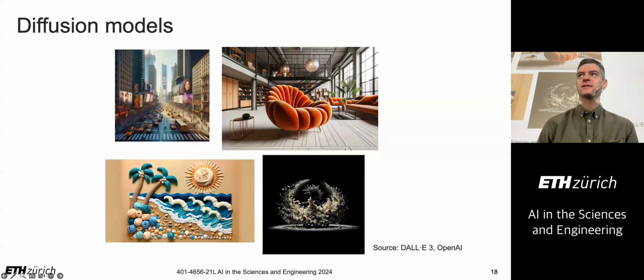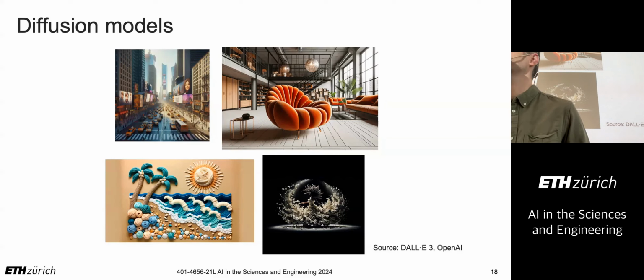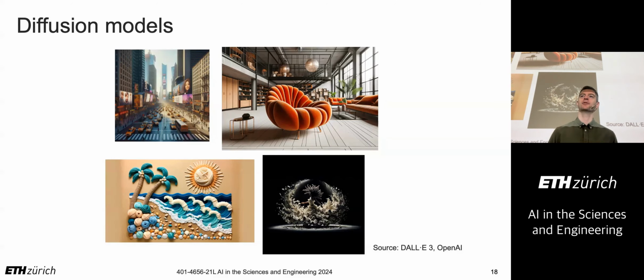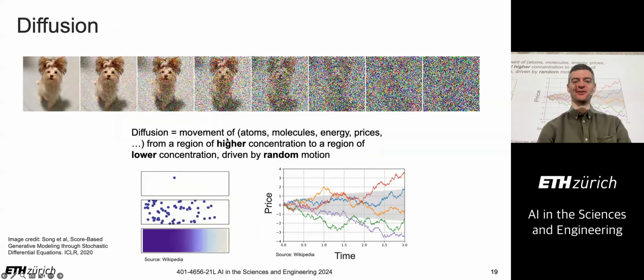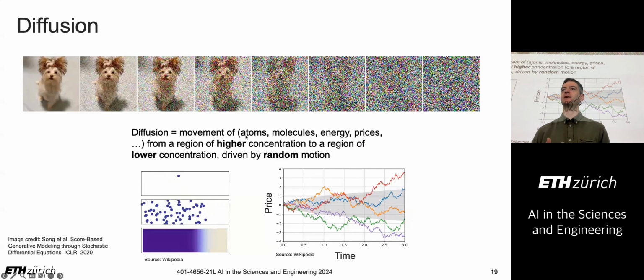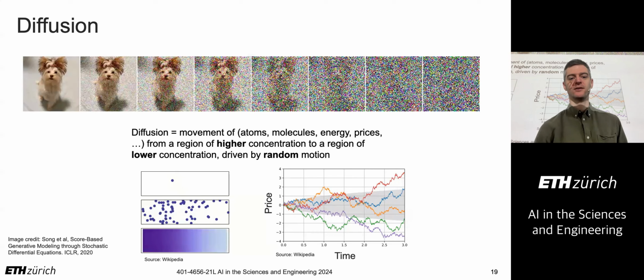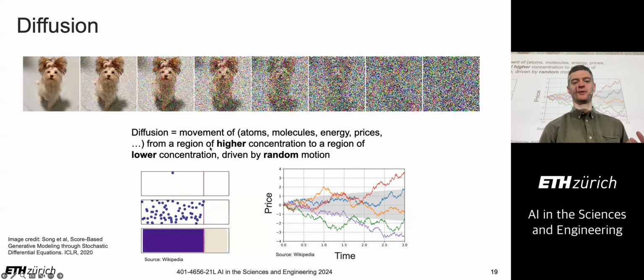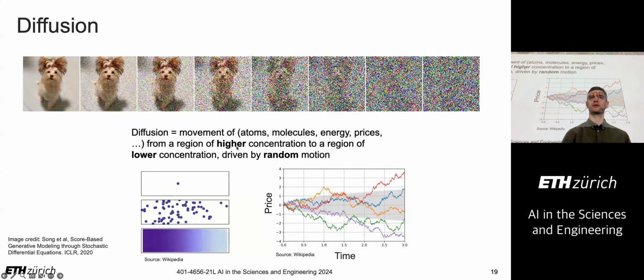So what is diffusion? Can anyone give me a definition of what they think diffusion is? Random movement of particles, yes. What exactly happens when particles are moving around randomly? They diffuse. So you've got it. Diffusion is the movement of, and it doesn't have to be particles. Many processes in science can be thought of as diffusion processes. So let's just talk about particles for now. It's the movement of particles from regions of higher concentration to lower concentration.